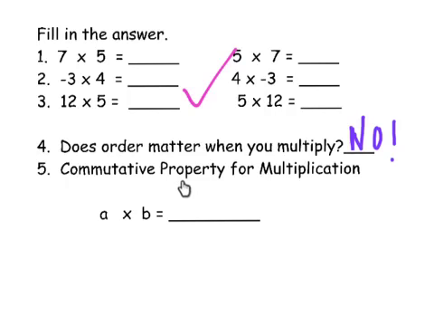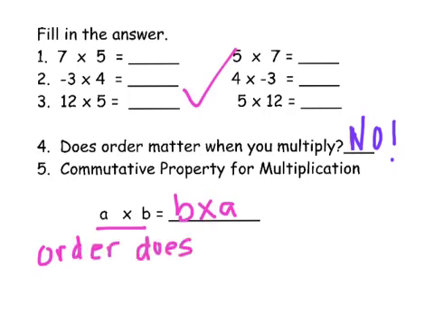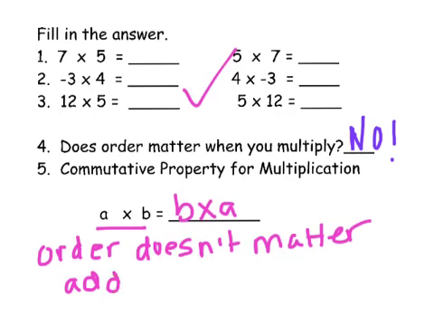So down here it says commutative property for multiplication. That means A times B equals B times A. So the order doesn't matter. Order doesn't matter for which two properties? Order doesn't matter for addition, or multiplication. But as we saw on the other side, it does for subtraction. So you have the commutative property of addition and multiplication.